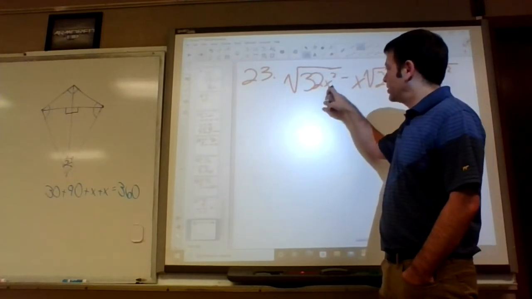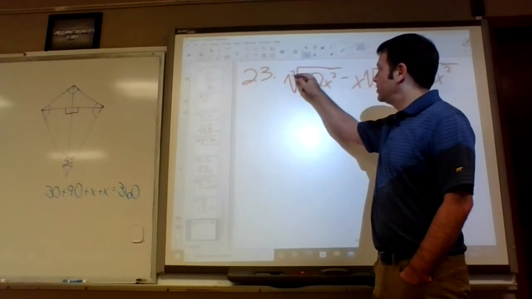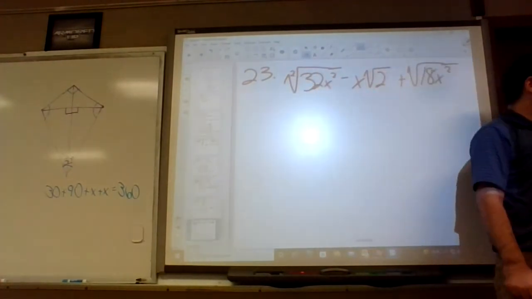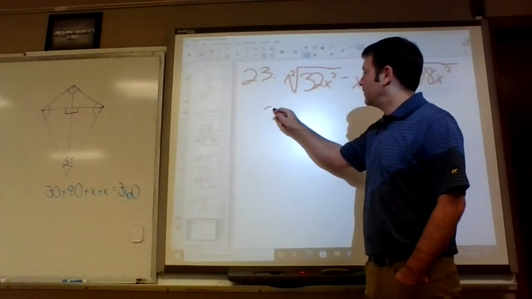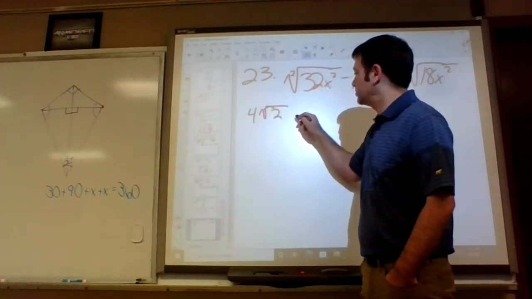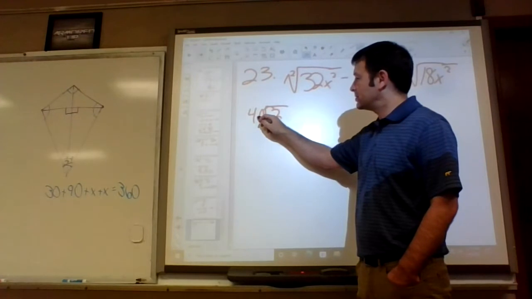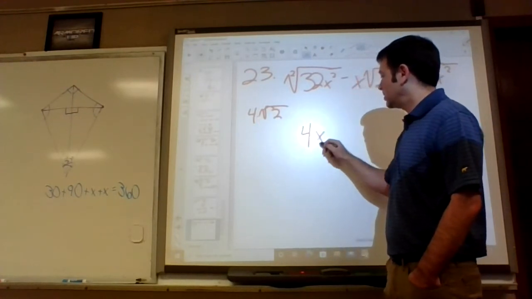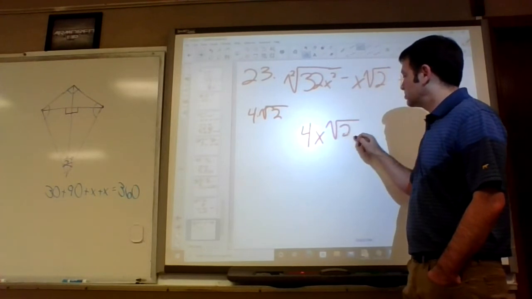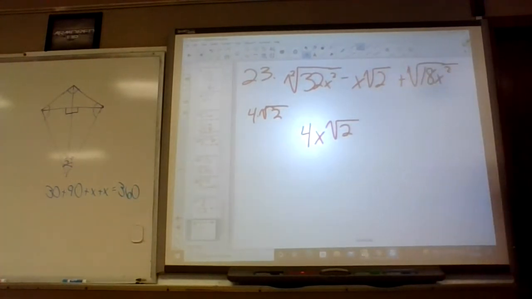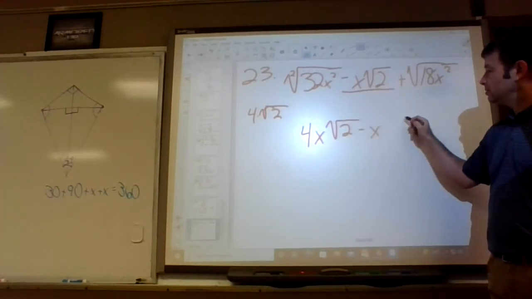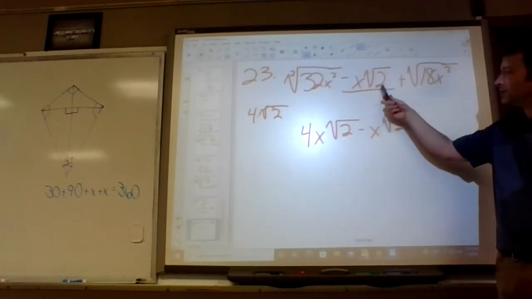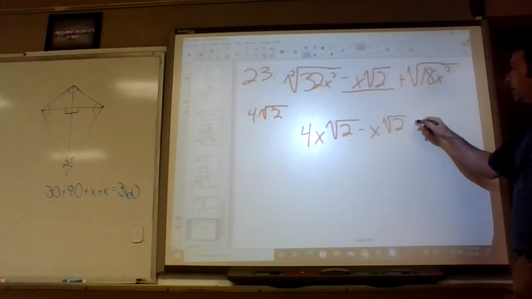So what's the square root of x squared though? X, yeah. Remember you do basically 2 divided by 2 is 1, so it's just x to the 1. It's just x. So we have a 4 square root of 2 and an x. The x is on the outside though, so it'll be 4x square root of 2. Can I do anything with the middle term? No. Square root of 2 does not simplify, so I'll just leave that alone for now.